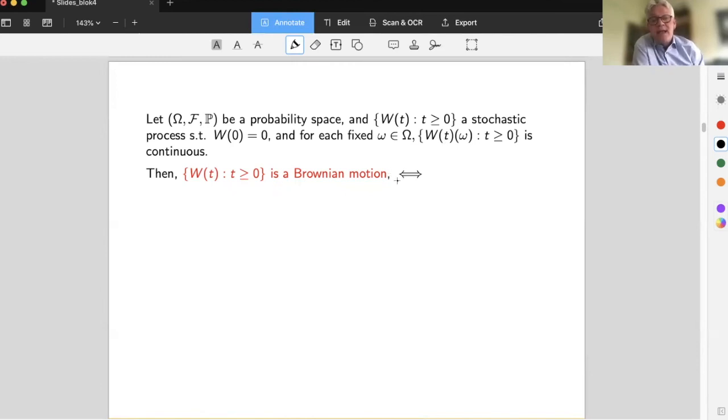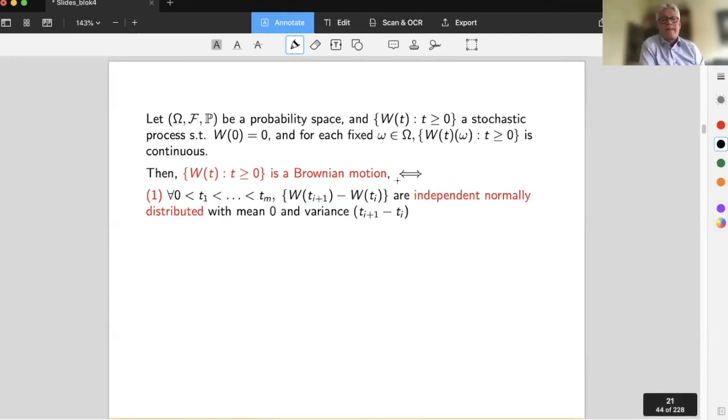That is the same as saying, first of all, for all these times 0 less than t1, less than t2, etc., less than tm, the increments W_t(i+1) minus W_ti are all independent, normally distributed with mean 0 and variance t(i+1) minus ti. That is the first equivalent expression.